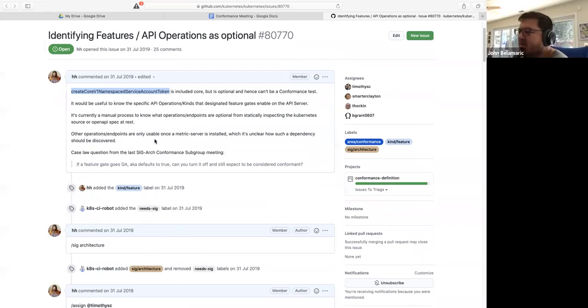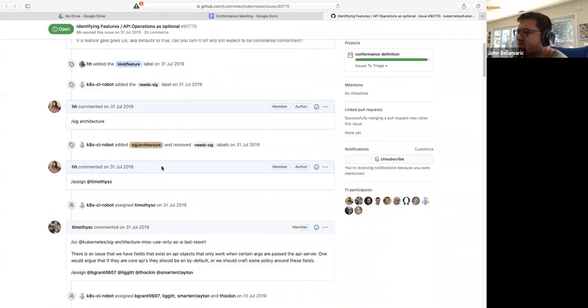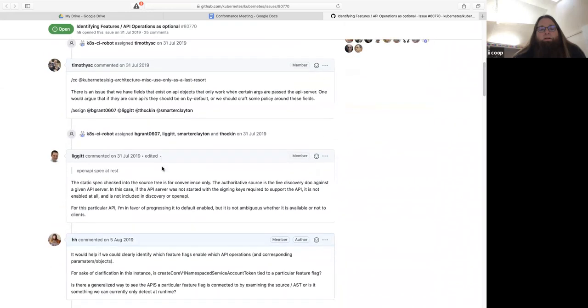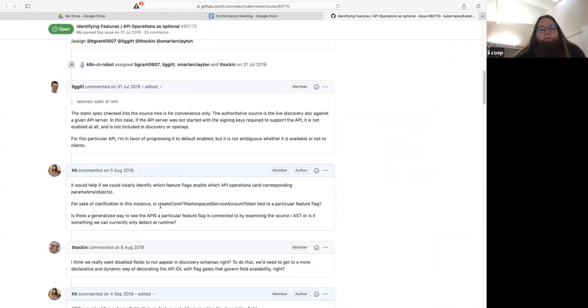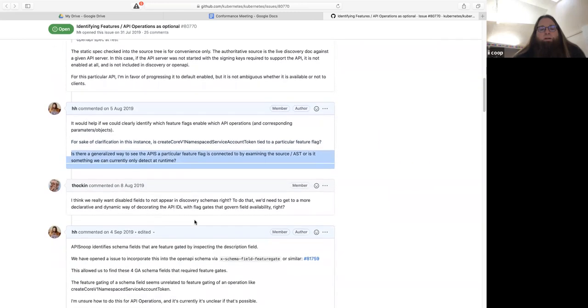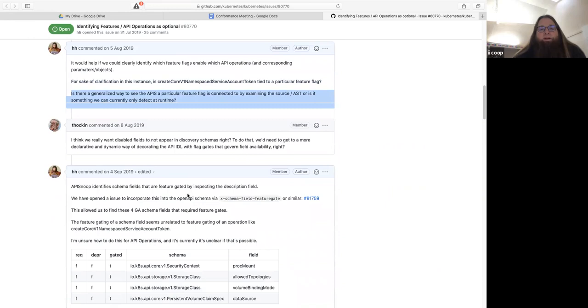And why do you say it's optional? I think when we looked at the core of it, we're trying to find a way, is it tied to a feature flag or not? And then the conversation kind of went, well, you should be able to figure that out at runtime, but we're trying to figure it out as policy, right?